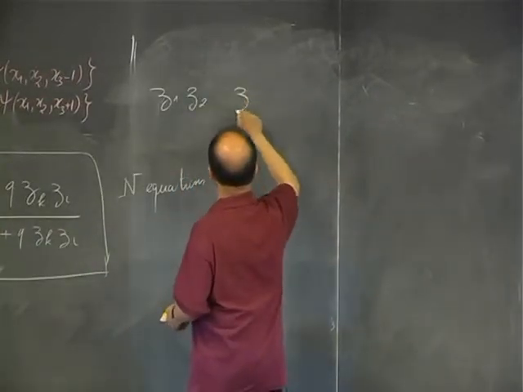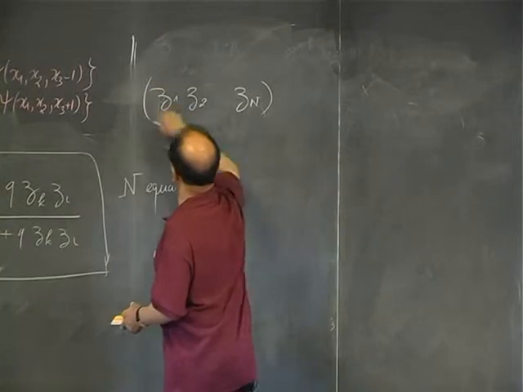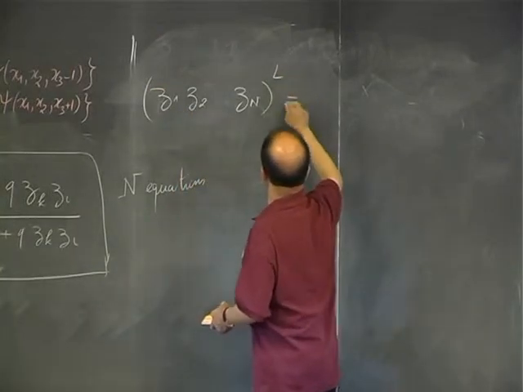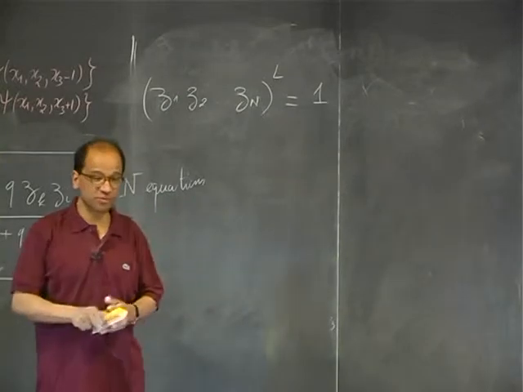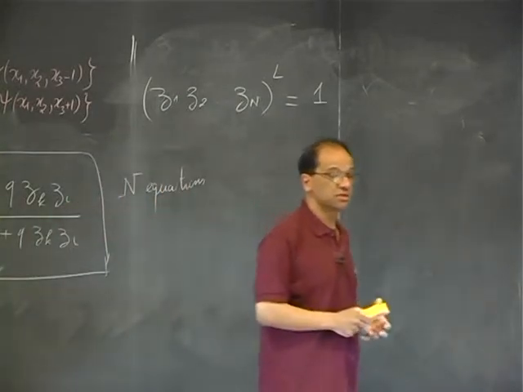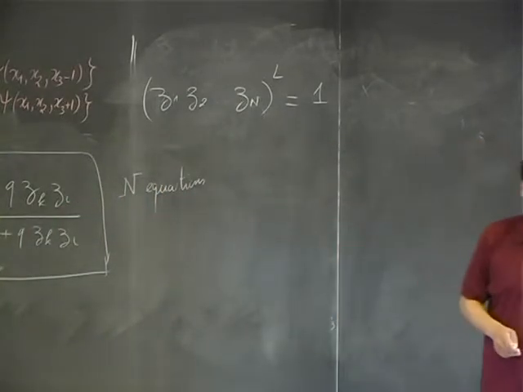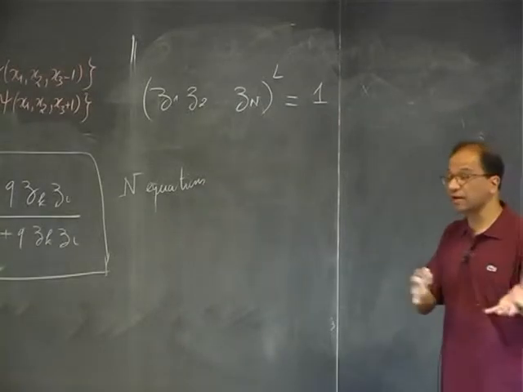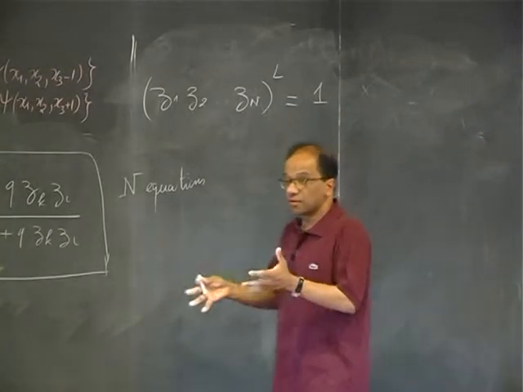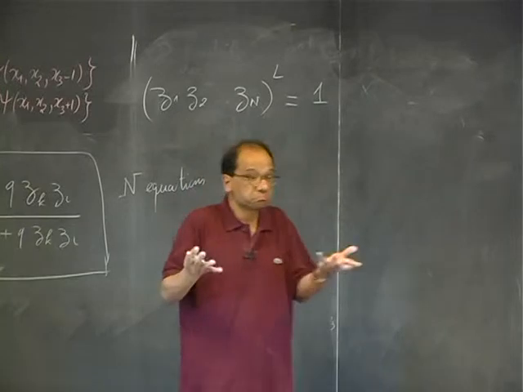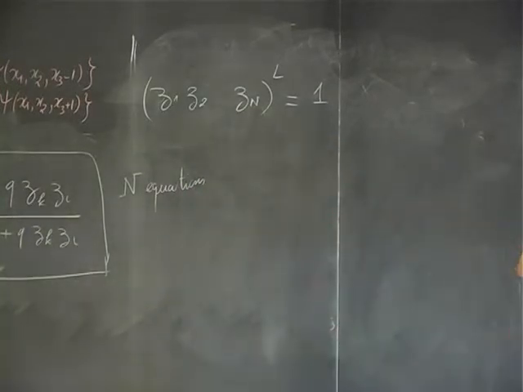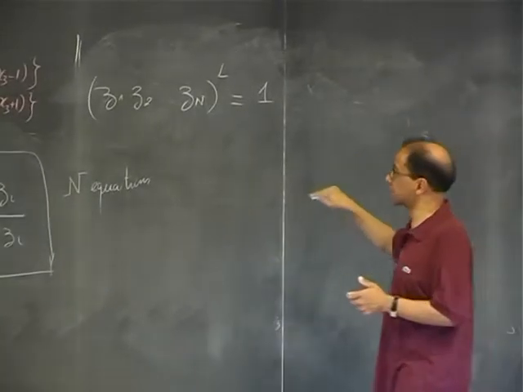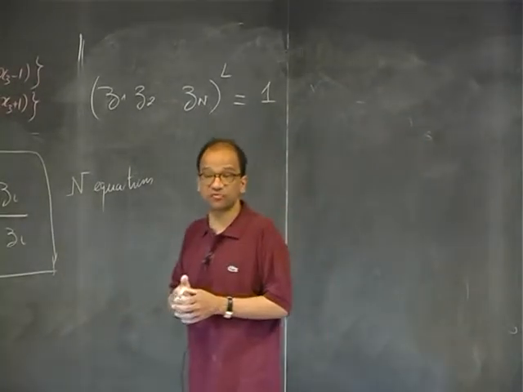z1 z2 ... zn to the power L is equal to 1. So this corresponds to the global translation invariance of the system. This tells you that if you add L to all coordinates, all particles will be at the same place, so there is no difference. This is a trivial periodicity. Psi of x1 plus L, x2 plus L, xn plus L is psi of x1, x2, xn.